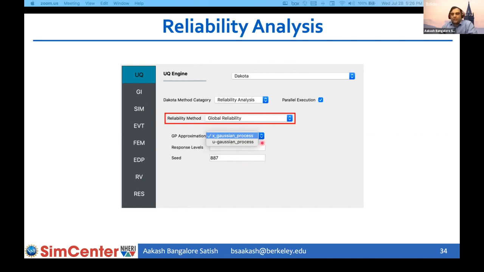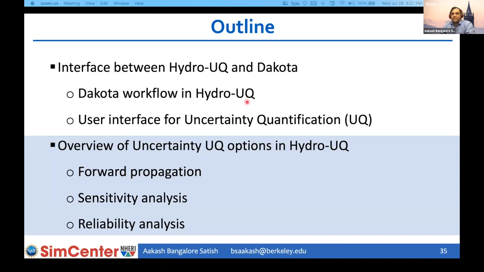And I think I'm coming close to the end of my time. So this is the end of the overview of the different UQ options currently available in HydroUQ. We are actively working to incorporate more UQ features in the application, and you can make feature requests in the SimCenter user forum. And if you want more details and also some guidelines for usage of all of these methods, please refer to the Dakota user manual. It provides all the details for these methods, as well as some guidelines for usage of the several methods that we discussed today.